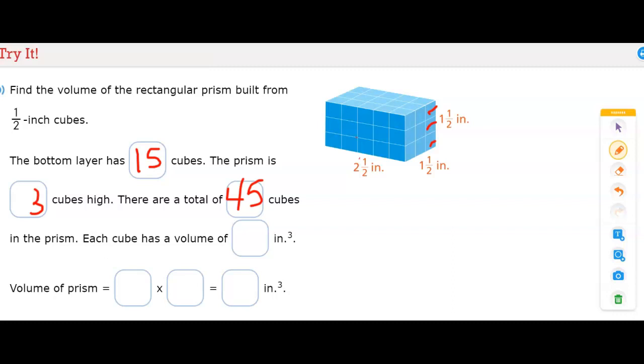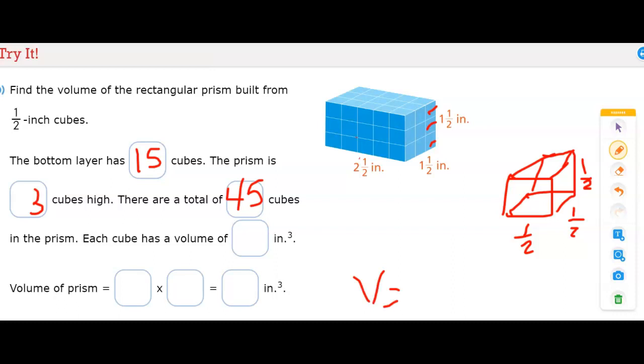So we know that each one of these cubes is half an inch, half an inch, half an inch, based on the example before it. So we want to find the volume of each one of those cubes. Let me just write the formula real quick. Volume is equal to length times width times height. So we multiply those three numbers, 1/2 times 1/2 times 1/2, which is equal to 1/8 inches cubed. So the volume of one of those cubes is 1/8.